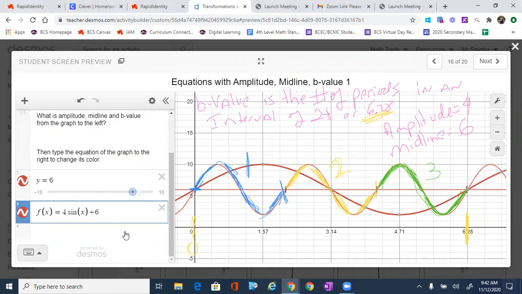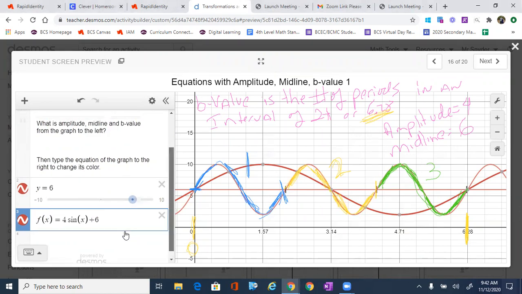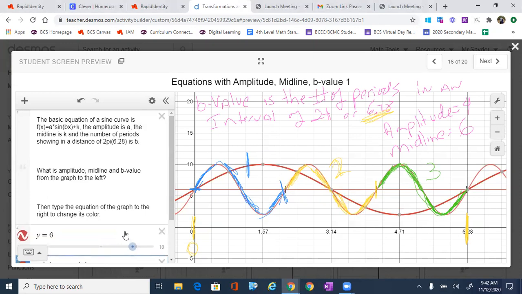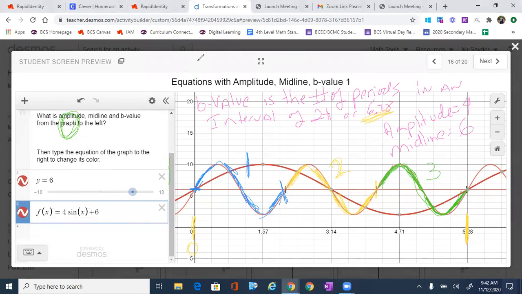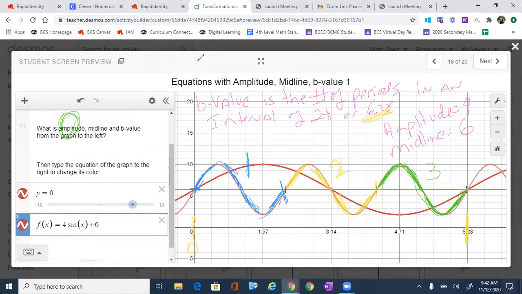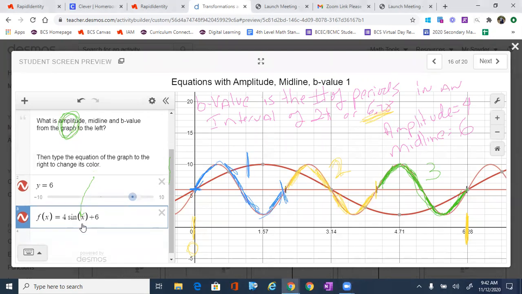Now, the one thing we do have to pay attention to is that the b-value is attached to the x value. So that 3 is going to end up being placed right here with that x. So let's go ahead and plug that 3 in right there, and you'll notice that it completely overlaps the original graph. Right, hope that helps with this activity.